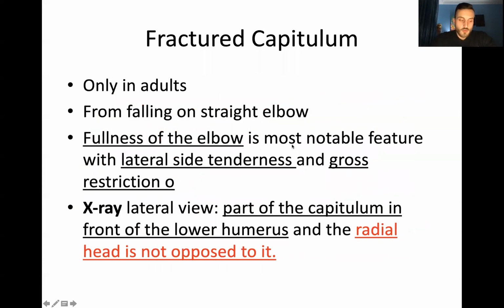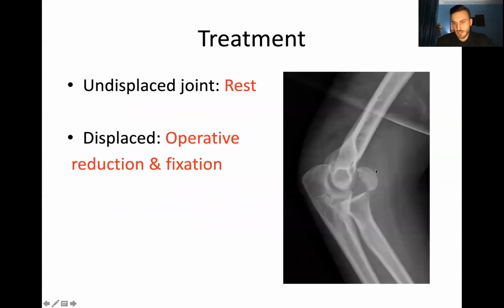Fracture of the capitulum, usually it's for the adults. It's not for the pediatric age group. So from falling on a straight elbow, on X-ray, it's very easy. You can see here the capitulum, it's fractured. And because the capitulum is intra-articular, because it's articulating with the radial head, so this is the radial head, this is the capitulum, they are articulating together, anatomical reduction and rigid fixation.